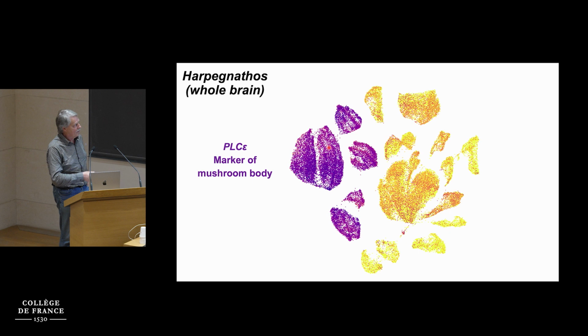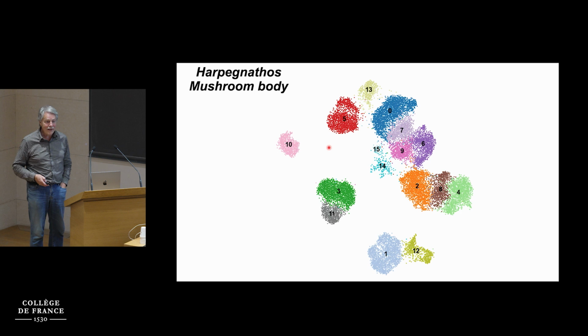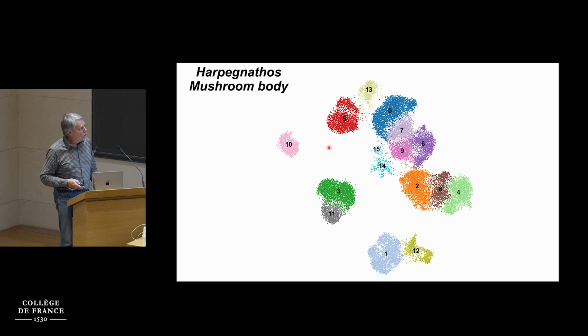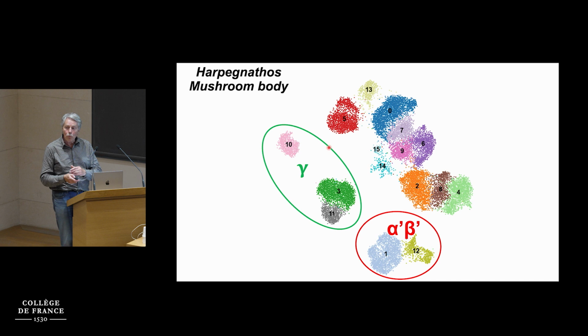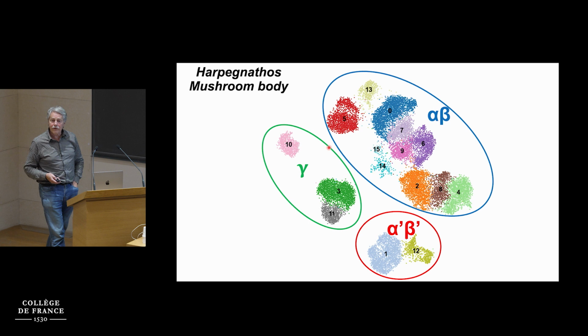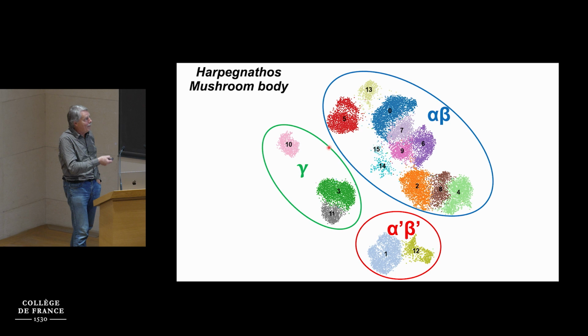Now what you can do is take those subsets of cells and try to do some single cell sequencing on that. And now we find something quite different, because instead of the seven cell types we find in the flies, we find 16 cell types. We have the two gamma, the two alpha prime, beta prime, but a much longer series of alpha beta in the ant. So we ask, what's going on there? How come the ant has so many cell types? It still contains the earlier cell types, but it has expanded much longer the later cell types.